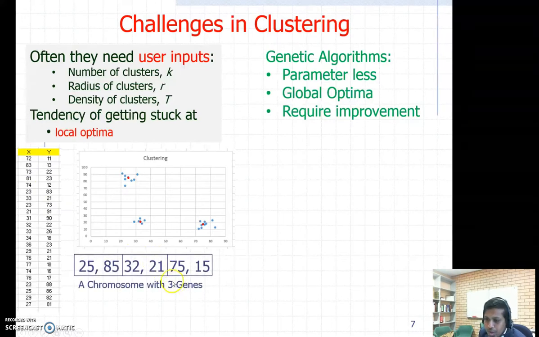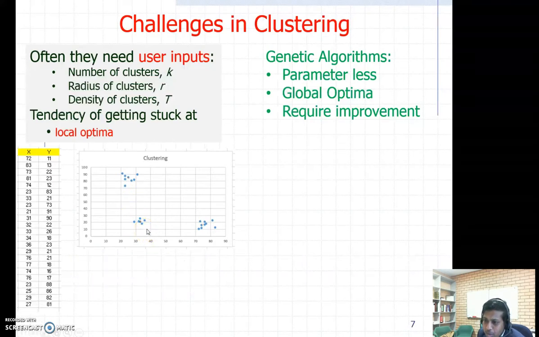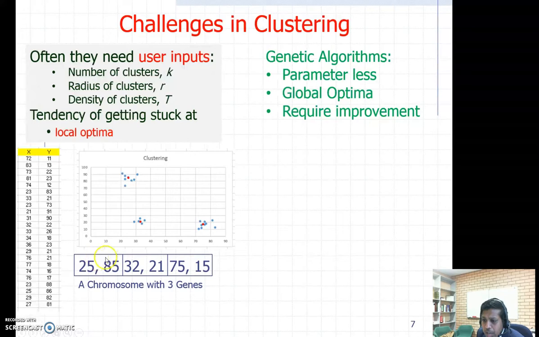A genetic algorithm uses chromosomes, right? What is a chromosome? A chromosome is a clustering solution. For example, in this example, you can see that these are the three clusters here, and each cluster can be identified by these red dots, which is the cluster center, and then each of these centers is actually called a gene, and then having these three genes together makes a chromosome. So we get a chromosome here.